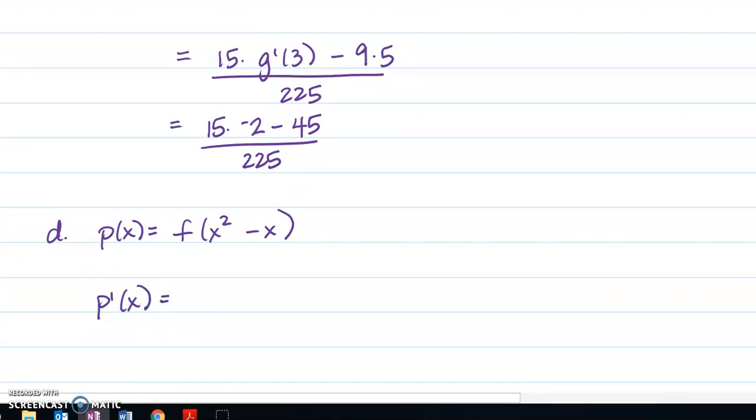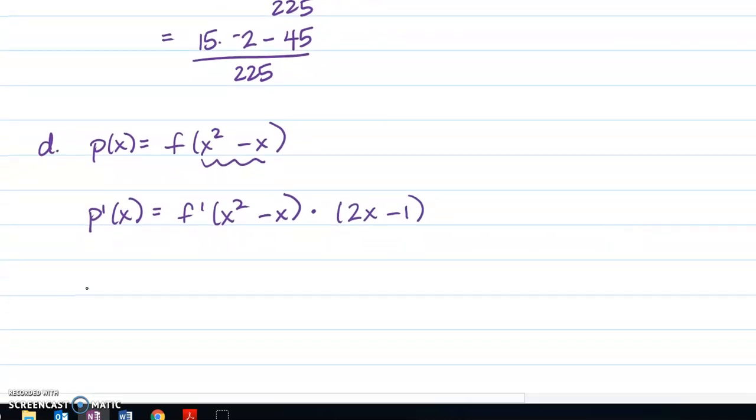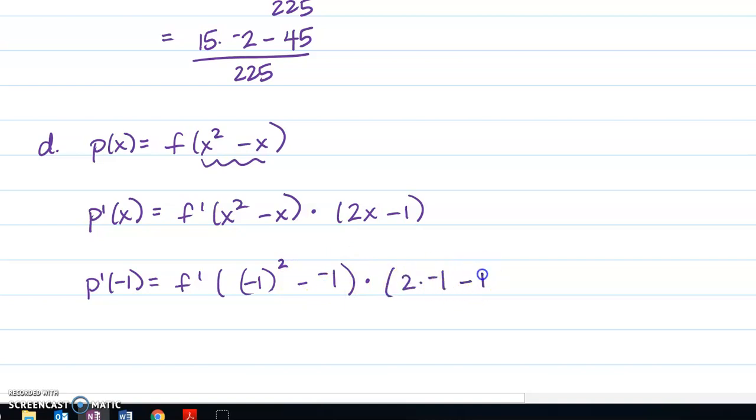So this is a question about chain rule because we have a function within another function, and that other function is f. So when you take the derivative of the outside, you also have to multiply by the derivative of the inside, and that will be 2x minus 1. We want the derivative at -1, so we make a substitution. Simplify where we can.